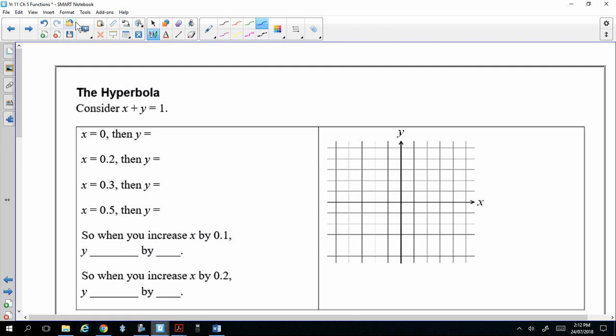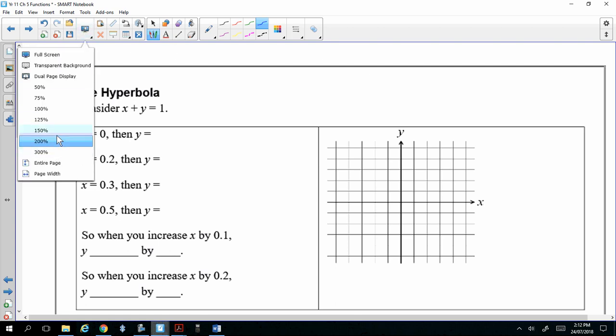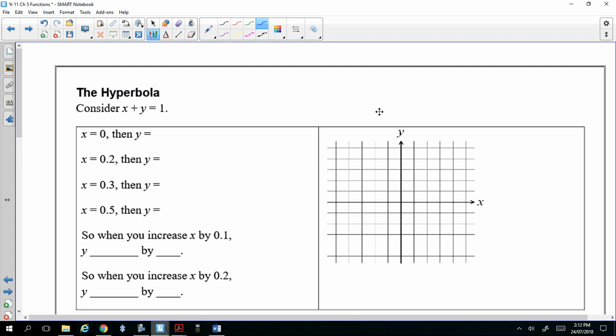To understand the hyperbola, let's do some investigation. We start off with this example. Let's consider the case where you add two numbers together, and the sum is 1. So when x is 0, what's y equal to? 1, right? 0 plus 1 is 1.